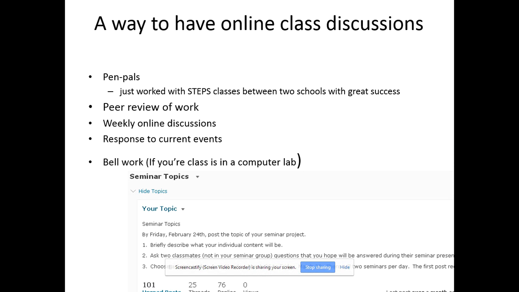It's a great way to have online class discussions. If you had a colleague in another school, you could do some pen pal work. You could use students in your class to peer review work, and then you can see exactly what each student said about the student's writing or their work. You could use it for some sort of weekly online discussions, responses to current events. If you're in a computer lab or the majority of your class has a mobile device, you could do it for bell work. Lots of really neat ideas, and these examples are beginning to grow. I know some teachers have looked at using literacy circles in the discussions. It really is customizable and can go in any direction that you want.